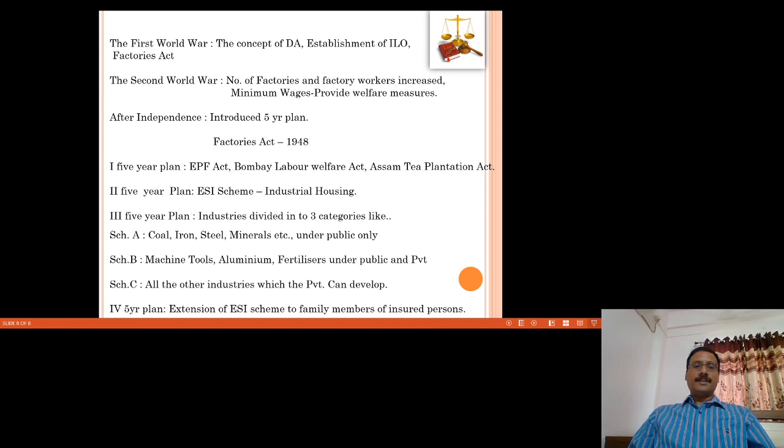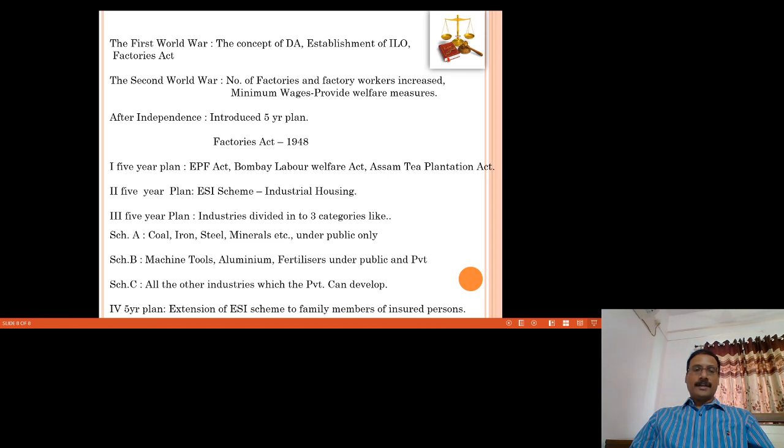In the third 5-year plan, industries were divided into three categories, that everybody knows, Schedule A, B, C. Schedule A is governed by the central government of India, that is iron, steel, minerals, etc. Schedule B, like machine tools, aluminium, fertilizers, is under the private sector. And Schedule C is common to private and public sector, like all other industries which are not covered in the A and B schedules.